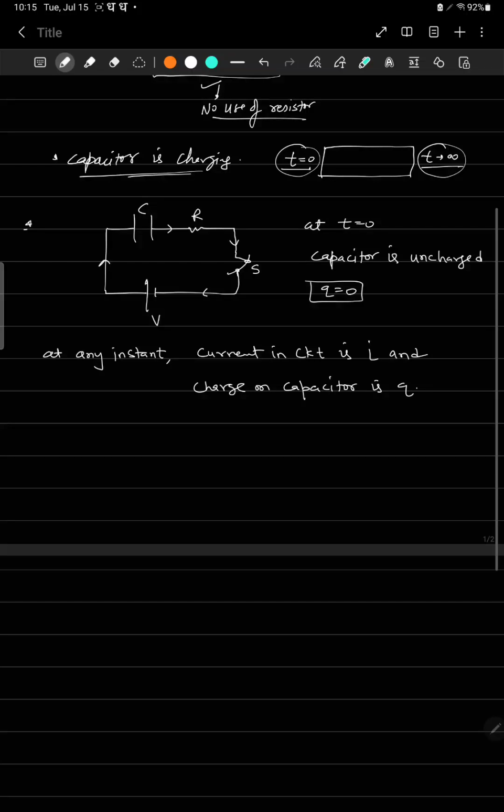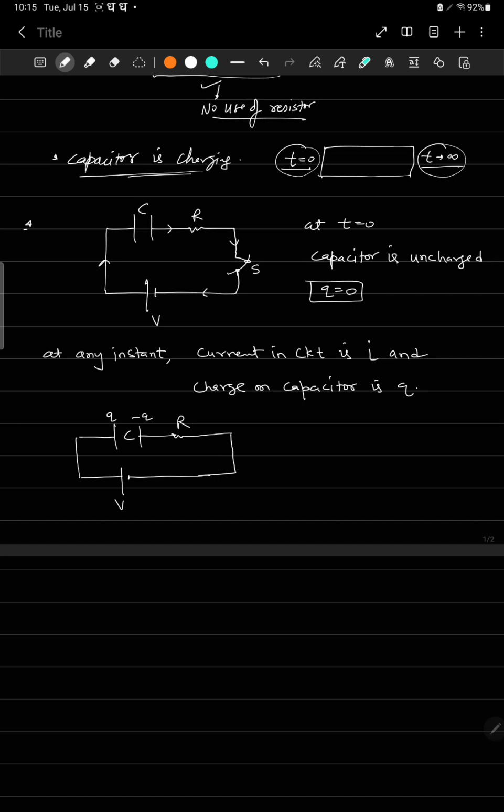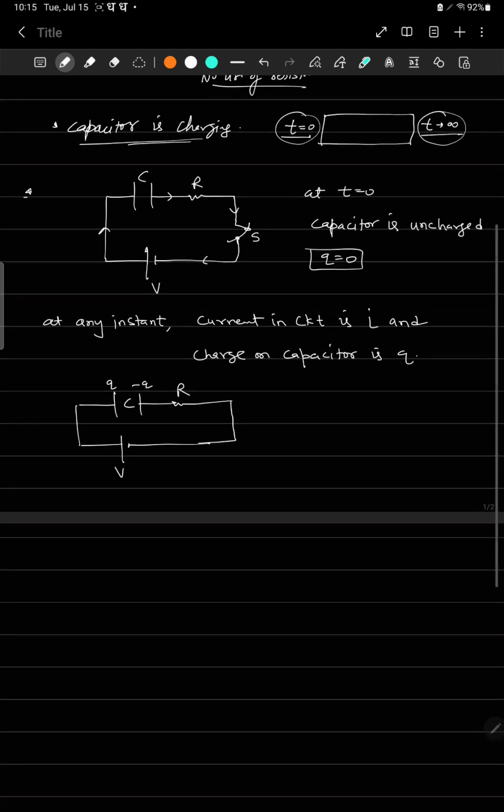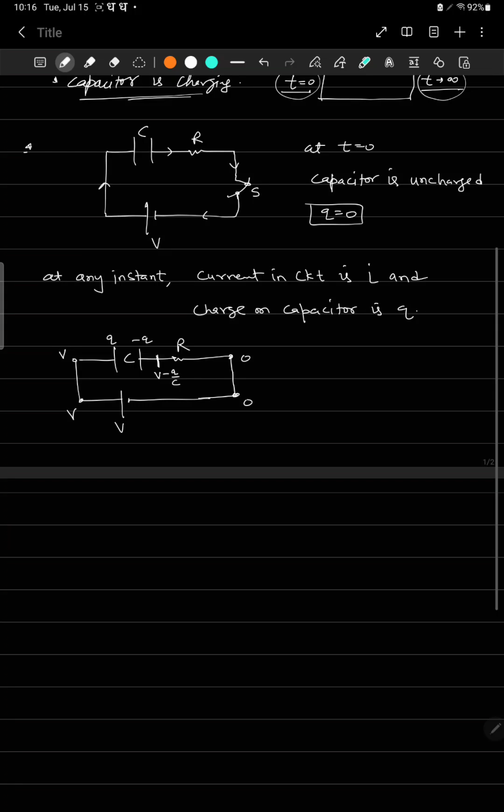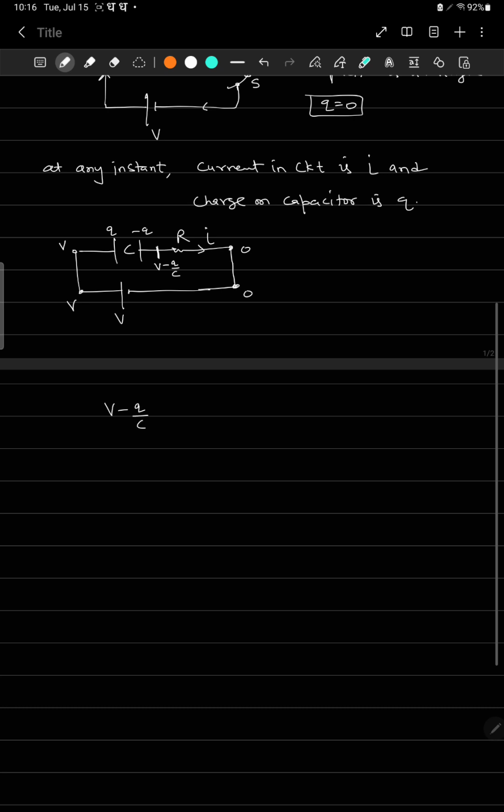So if I draw a diagram again with the capacitor and a resistor like this, the charge on the capacitor is Q, minus Q. So the voltage drop across the capacitor is Q by C. Assume it is 0 here and V here. So what is the voltage at this point? We can say it is V minus Q by C.